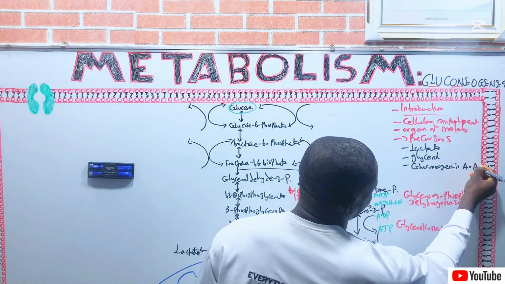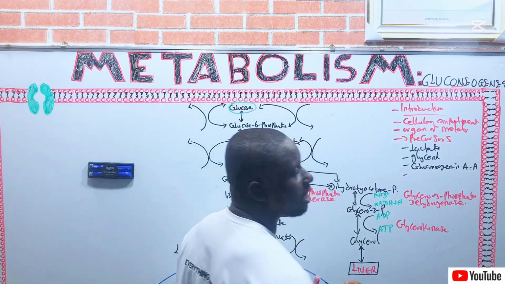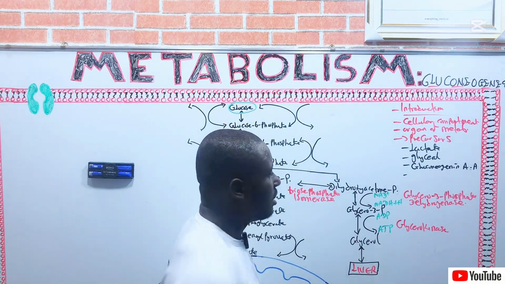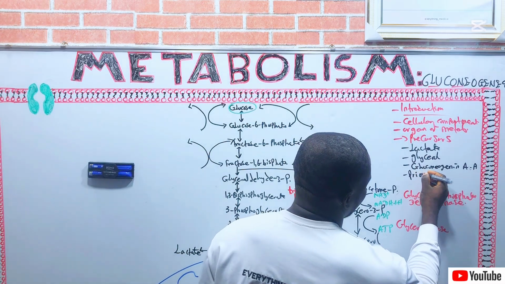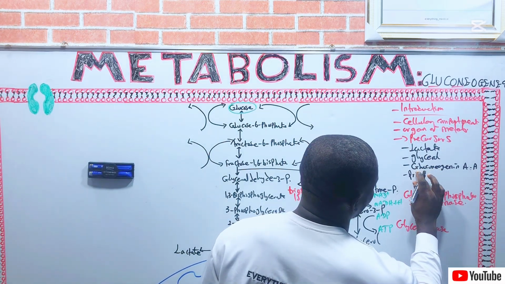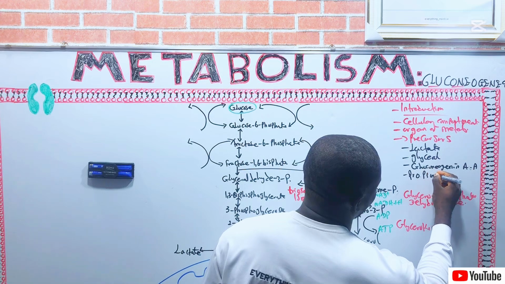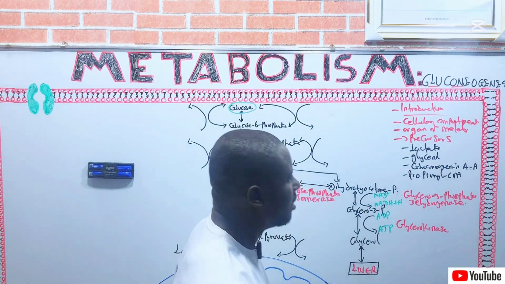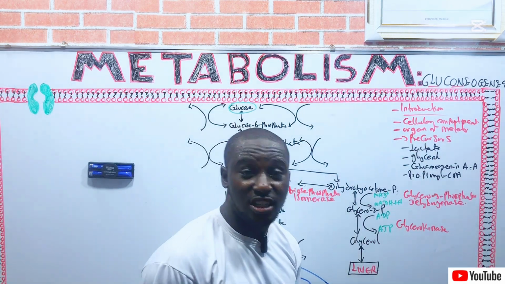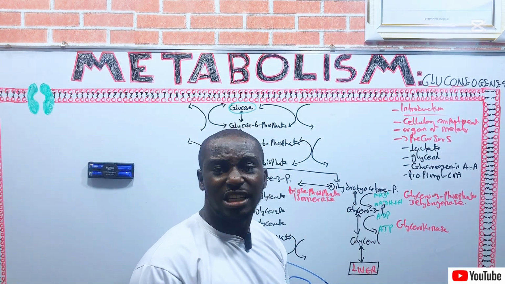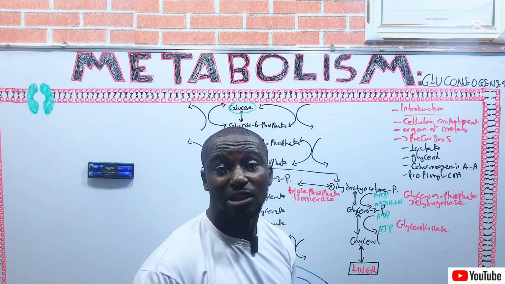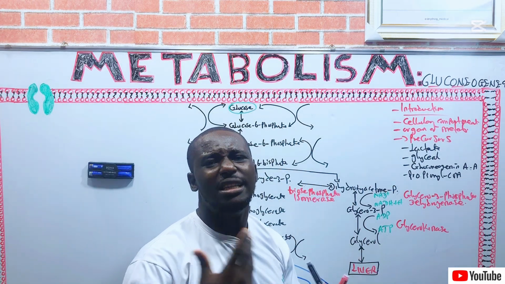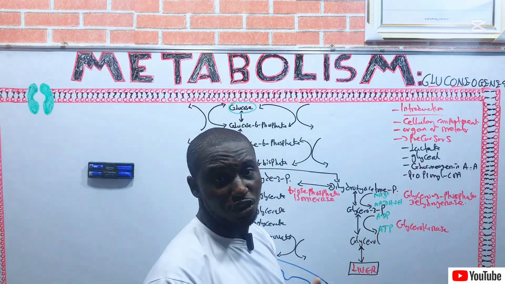Genic amino acid. And four is propanoyl-CoA of odd-chain fatty acid. These are the precursors of gluconeogenesis, whereby an enzyme of gluconeogenesis is acted upon to synthesize glucose for cellular respiration or tissue respiration, right? So that we can generate energy. So these are the precursors of gluconeogenesis.